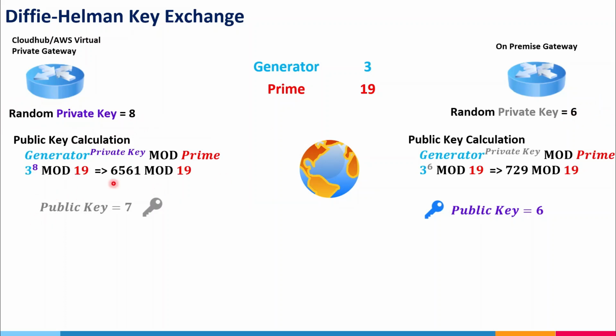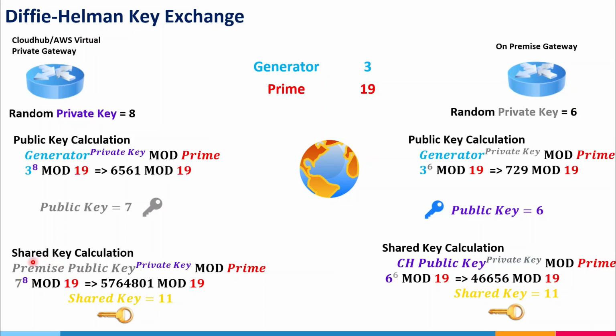Okay, now using this public key, we can derive a shared secret. So let's see that. For the shared secret, we use the public key which has come from the other party, which is the on-premise gateway. So premise public key, raised to the private key again, mod prime. So observe that the private key raised to the private key mod prime is common everywhere. The only thing that changes is this value, generator and premise public key. So the private key for this router is 8.